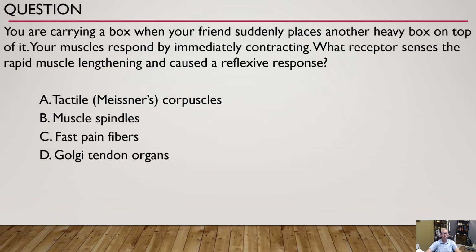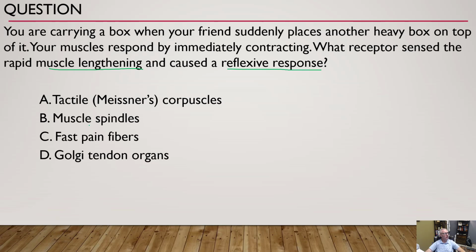All right, so here we're talking about what receptor senses the rapid muscle lengthening and causes a reflexive response?